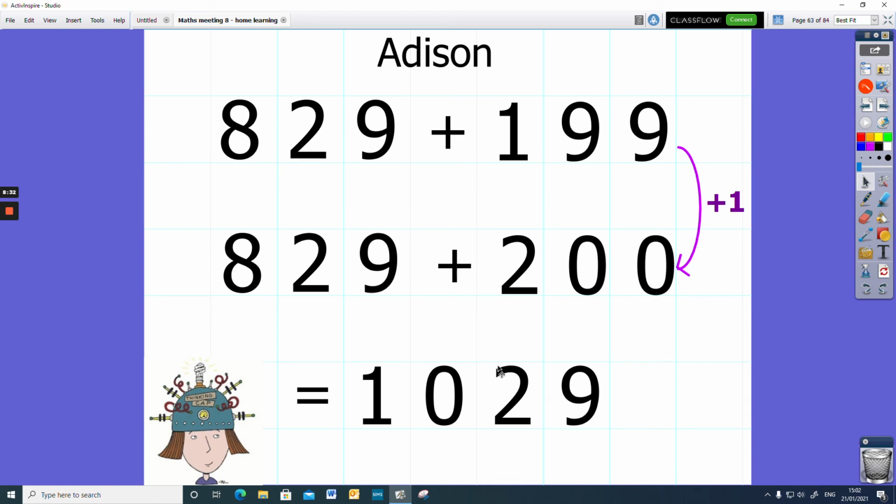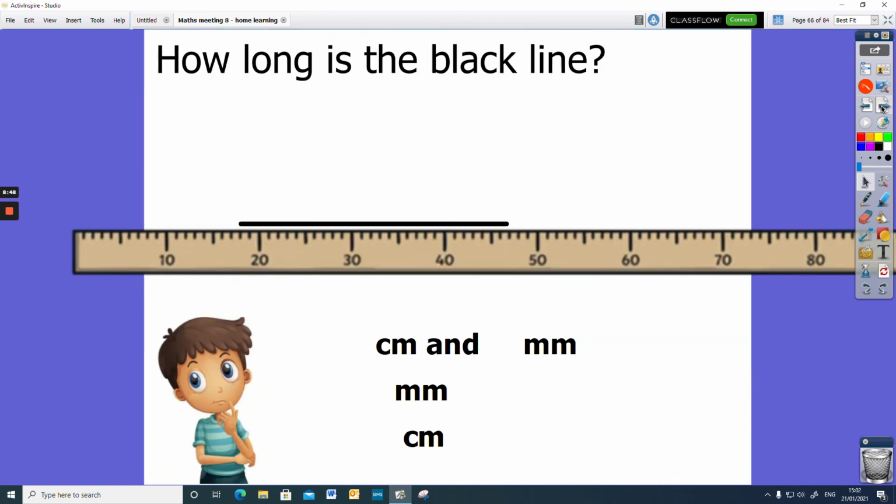But wait a minute, this isn't our final answer. We've added 1, so this answer is 1 too big. We need to take that 1 away. Which means 829 plus 199 is 1028. Okay, one last activity now.